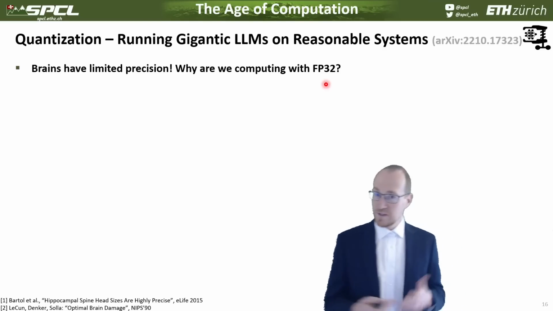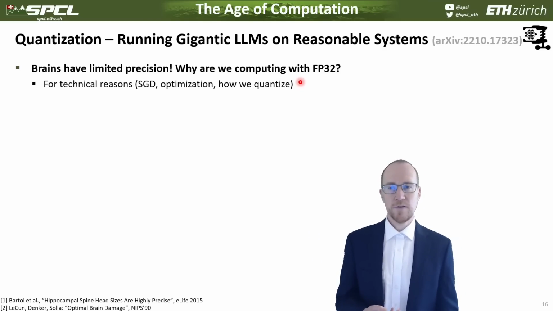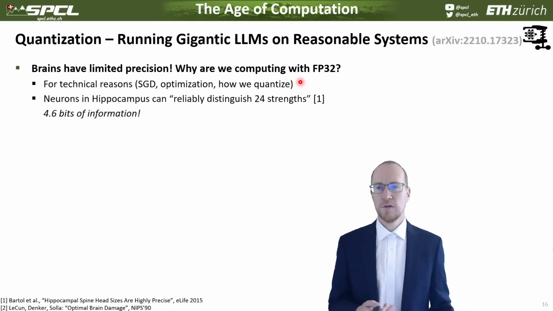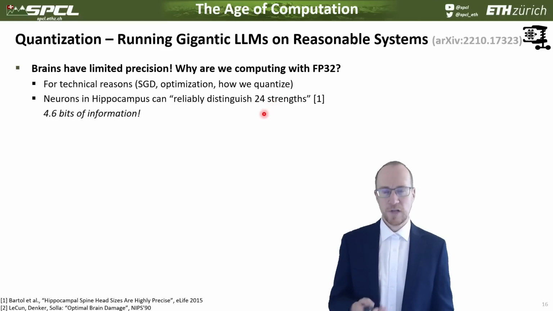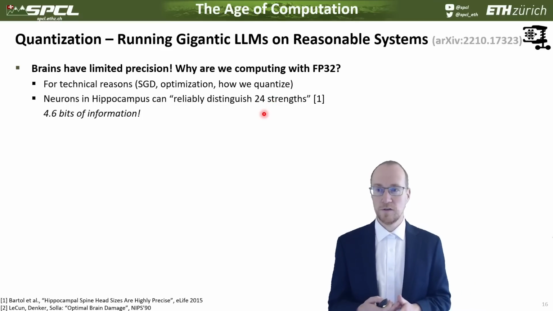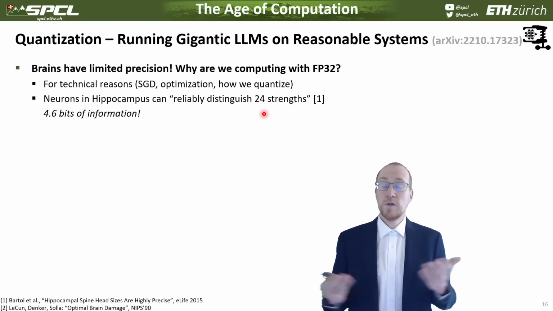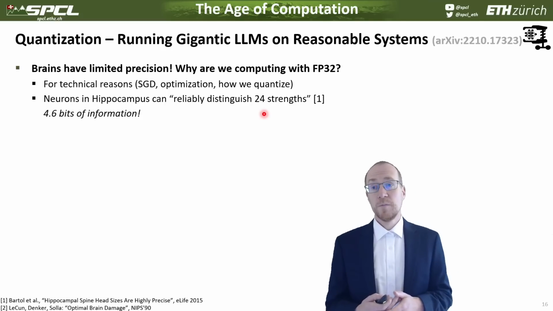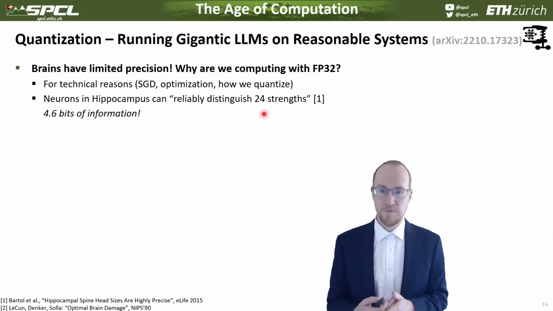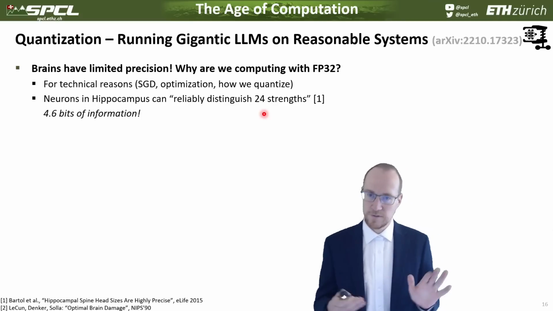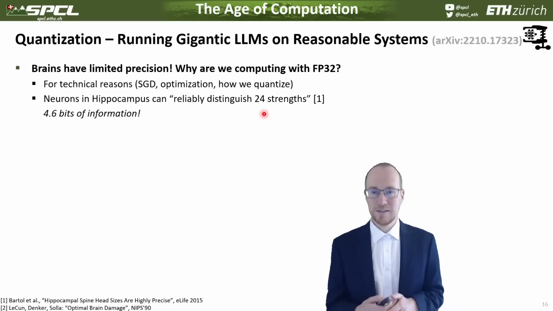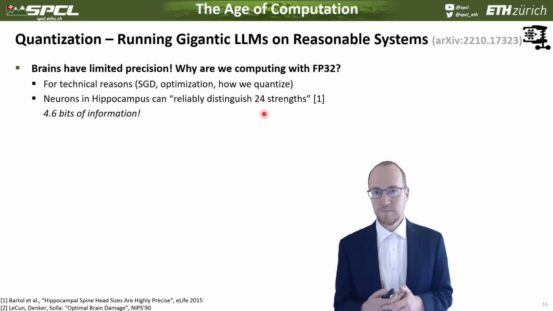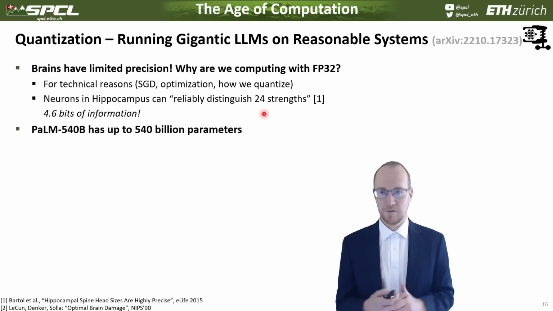So, the whole reasoning here is brains have limited precision. Why are we computing in FP32? In fact, my brain can reliably distinguish 24 strengths or voltage levels between neurons. So that's 4.6 bits of information. Why do we calculate in FP32? Well, because SGD, unfortunately, is very hard. So stochastic gradient descent, the learning algorithm, is very hard to control for lower bit widths. And there's a lot of technical detail here, and you can read the latest advancements that came out recently, but let me not get into too much detail here.